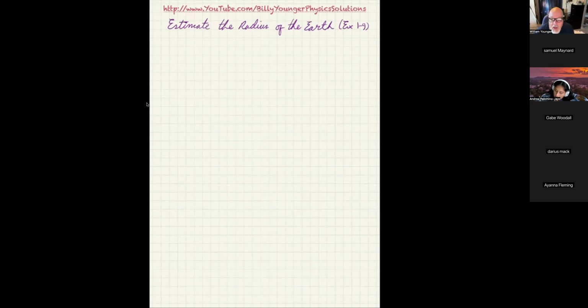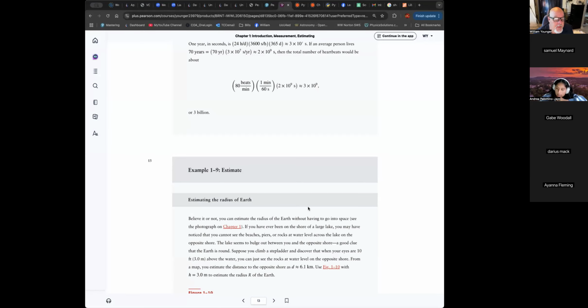Actually, let's do this. I'm going to stop sharing for a second, and I'm going to share again. This is kind of a neat problem. So now I'm going to share this screen right here. So it says, believe it or not, you can estimate the radius of the Earth without having to go into space.